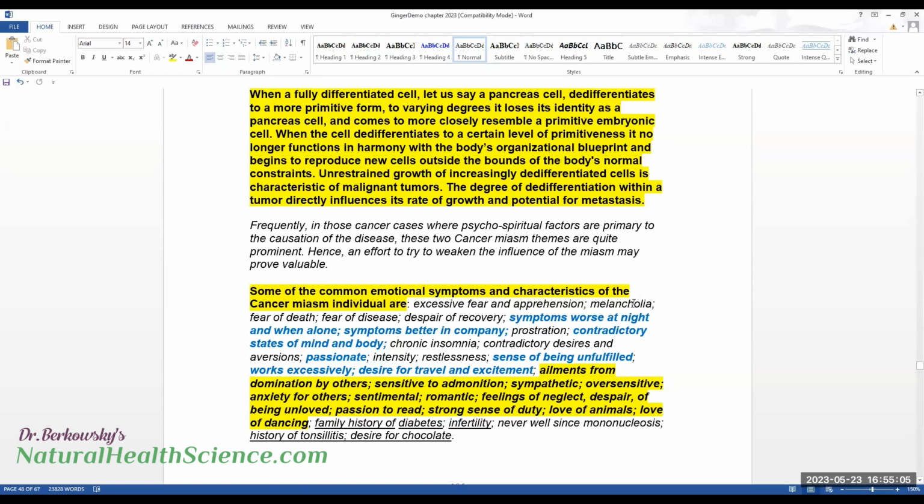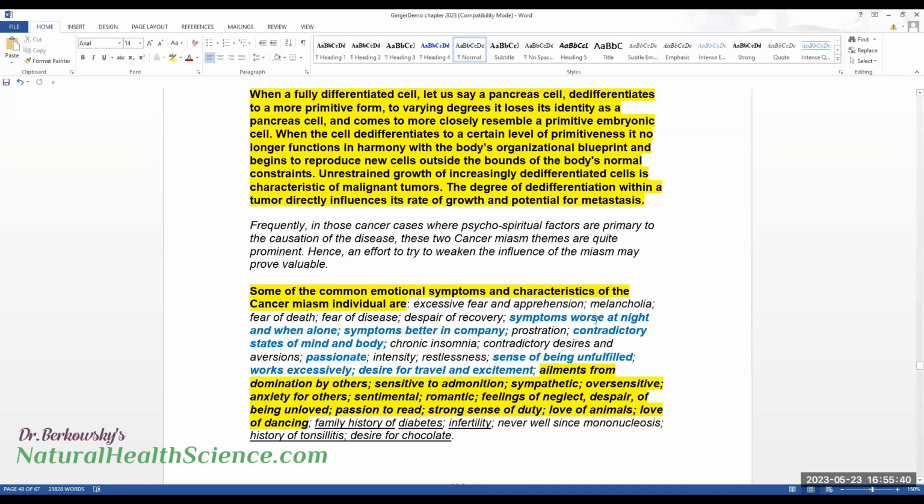Melancholia, which is an old-fashioned medical term for depression. Again, doesn't tell us much, but it's good to know that it's part of the Cancer miasm. Fear of death, you'll see that in other miasms as well. Again, not really telling us all that much. Fear of disease, a little bit closer. Despair of recovery, you will see that in the psychotic miasm. So once again, it's not telling us this much. So what are some of the really the symptoms or characteristics that will lead you more?